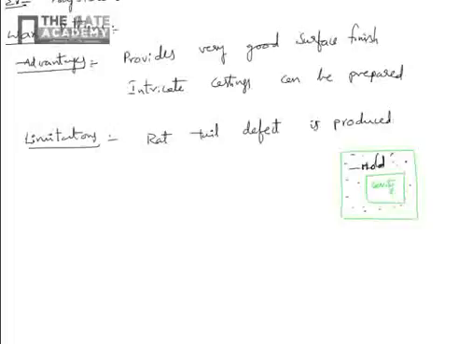Whenever you pour the molten metal after removing the wax, the molten metal will go into the pores of the mold, and finally it will form small tails on the surface of the casting. These are called rat tails. This is a defect which can be caused in investment casting if you use wax as a pattern. So the limitation is that rat tail defects can be caused. The application is investment casting. Wax is used only in investment casting.